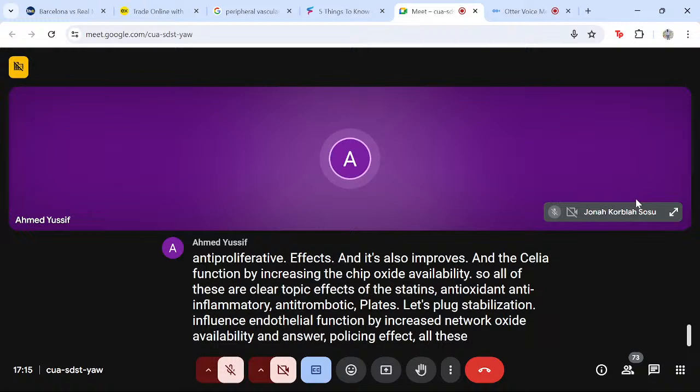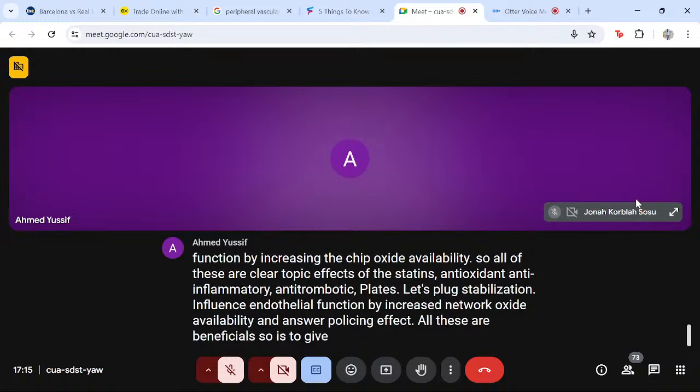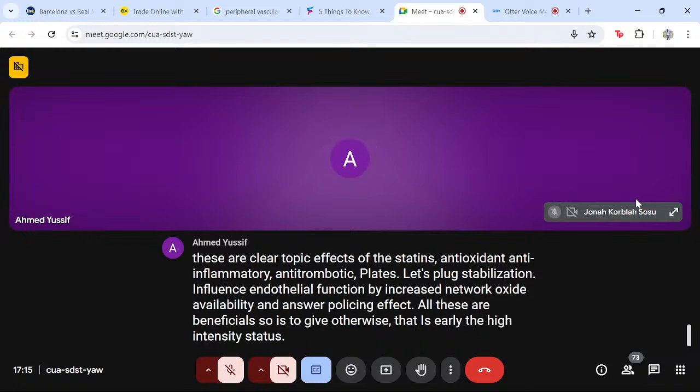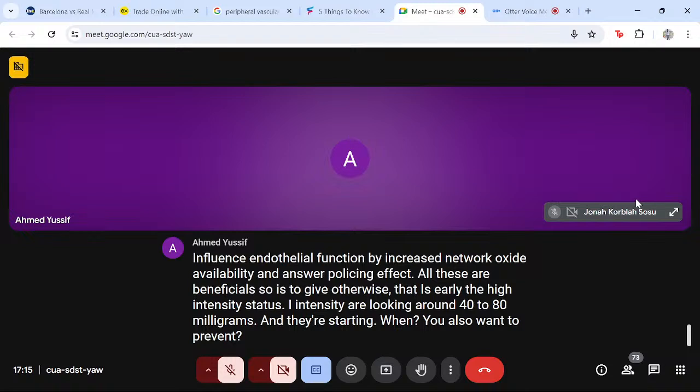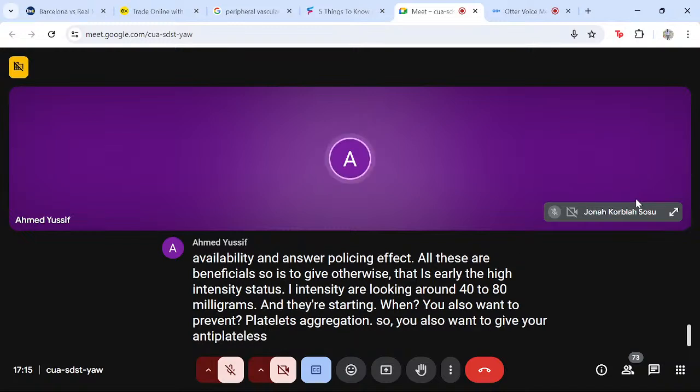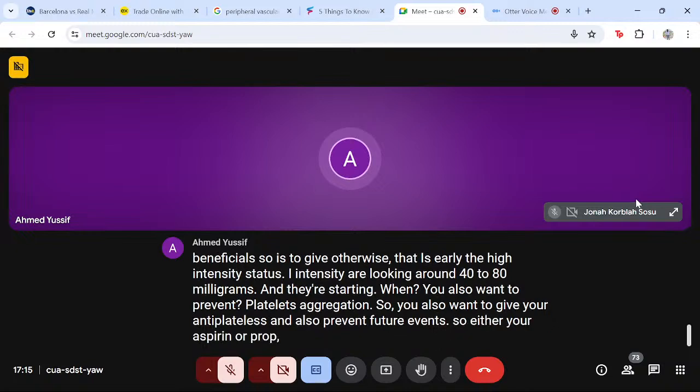All these are beneficial, so you still give atorvastatin, usually the high-intensity statins. High intensity, you are looking at around 40 to 80 milligrams. Then you also want to prevent platelet aggregation, so you give antiplatelets to prevent future events. Either aspirin or clopidogrel can be given.